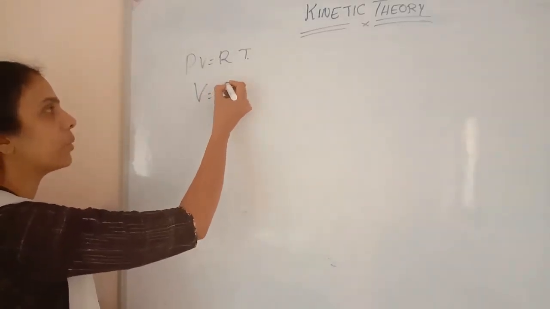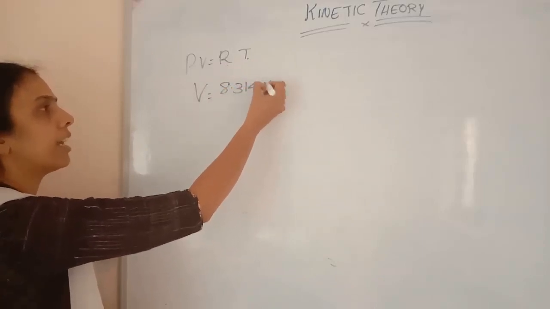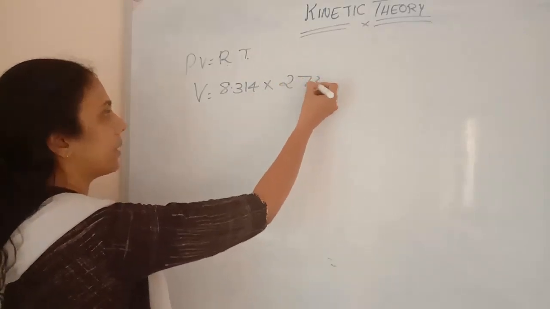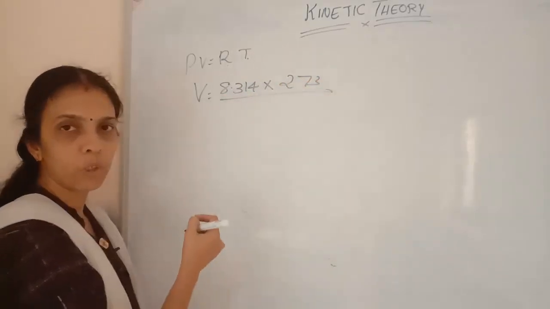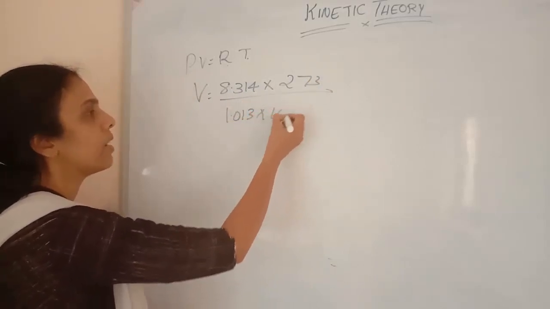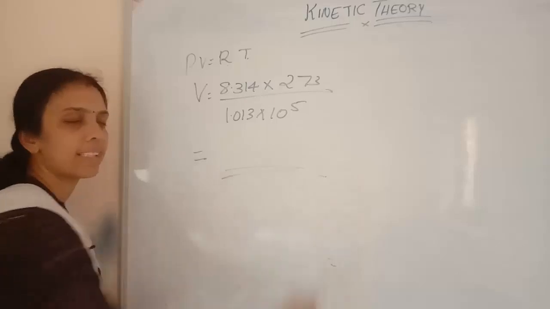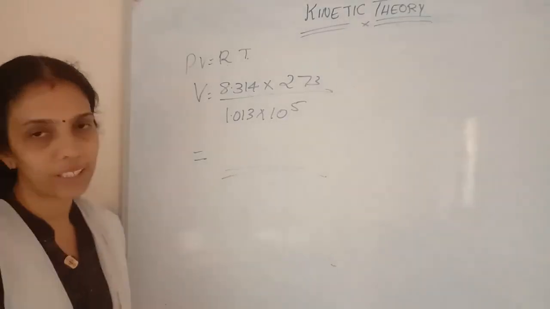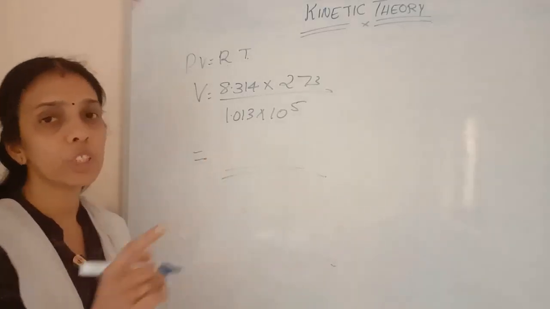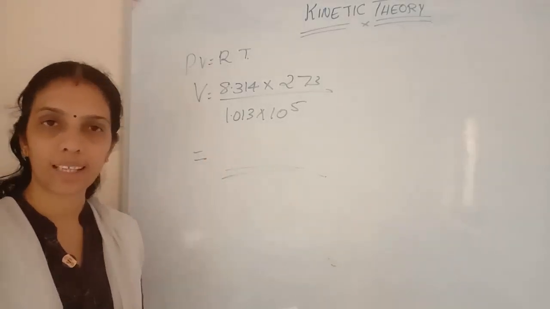What is the R value? 8.314 into temperature at STP, which is 273 Kelvin, divided by pressure, which is 1 atmospheric pressure, that is 1.013 into 10 to the power 5. While you are doing this one, you will get the answer as 22.4 into 10 to the power 3. So this is how we will be finding out the answer for this one.